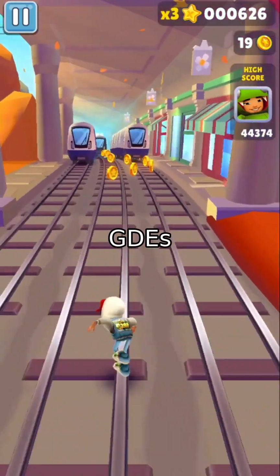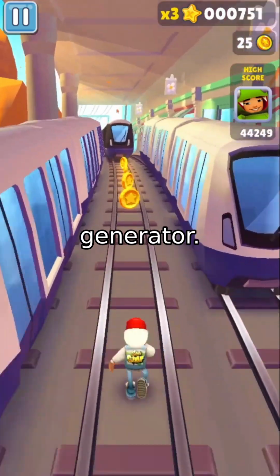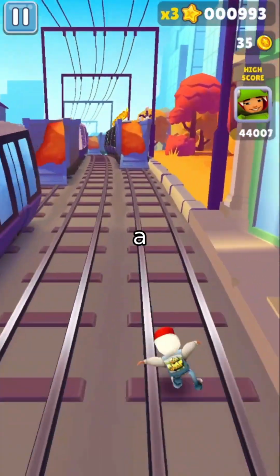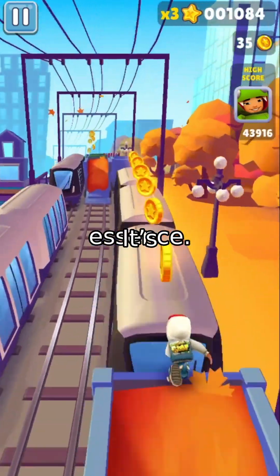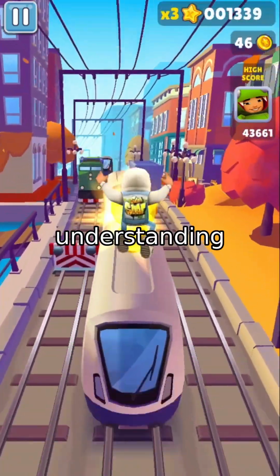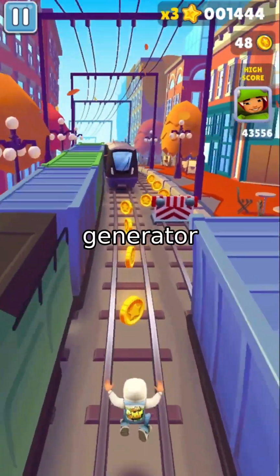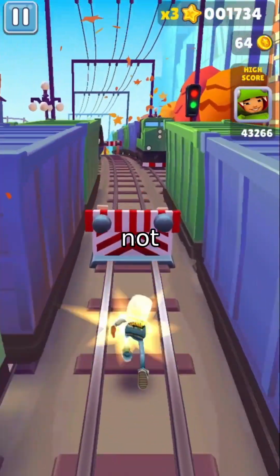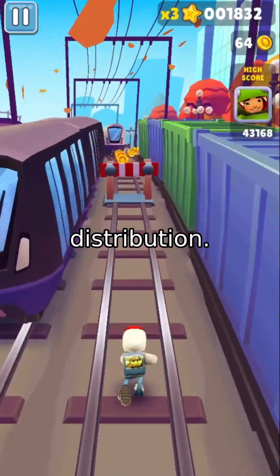Here's how it works. GDEs use two key parts, an encoder and a generator. The encoder takes a batch of data, like 1,000 cells, and maps it into a hidden space that captures its essence. It's like turning a messy kitchen into a recipe card. You're not just noting ingredients, but understanding how they blend. Then, the generator uses that recipe to recreate the original data, but smarter. It's not just copying, it's learning the language of the distribution.